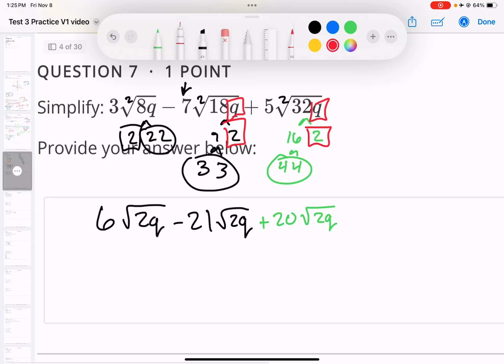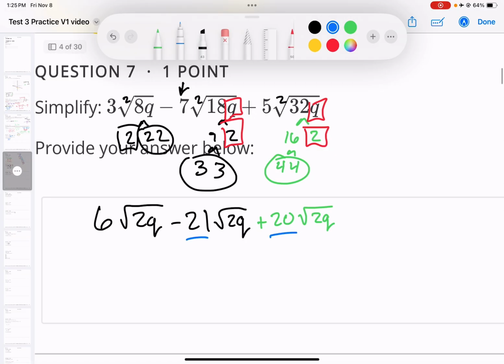Now I have the same radical, same radicand, same index, everything. So now I just treat it like terms. So if I combine these two first, negative 21 and a, wait a minute. My answer says positive 5. No, that's right. Okay, so I got 6 and then 2q, and if I combine those, I get minus square root of 2q, which will leave me with 5 root 2q.